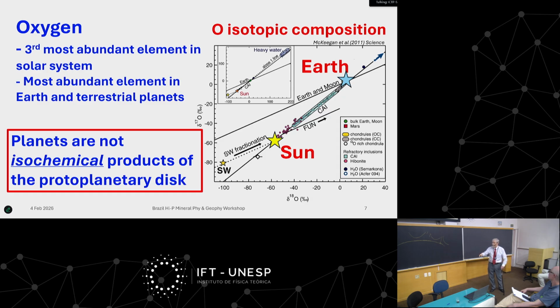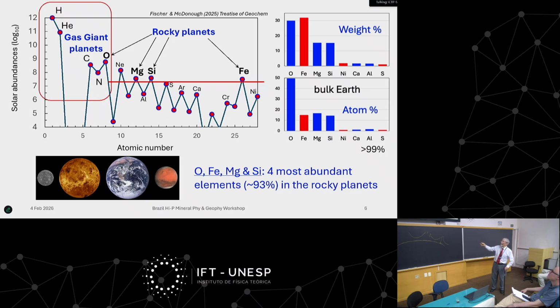Could we just go back? I should have highlighted over here this portion of the diagram, which is just using the numbers from the previous diagram on the composition of the solar photosphere. You can see that hydrogen's the most abundant, helium, then carbon, nitrogen, oxygen. And that's actually the composition of the gas giants. And then if we go from oxygen to the things above the red line, oxygen, magnesium, silica, iron, that's the composition of the rocky planets.